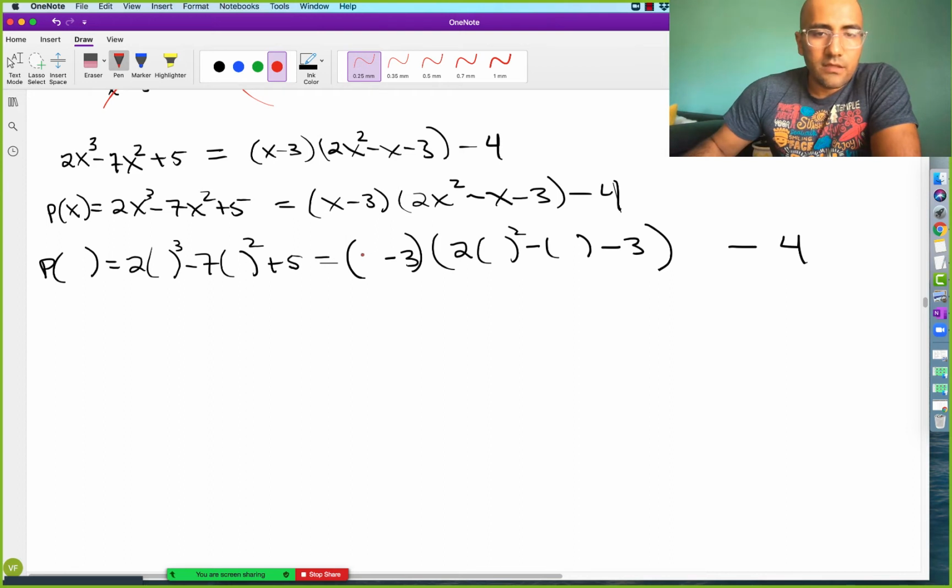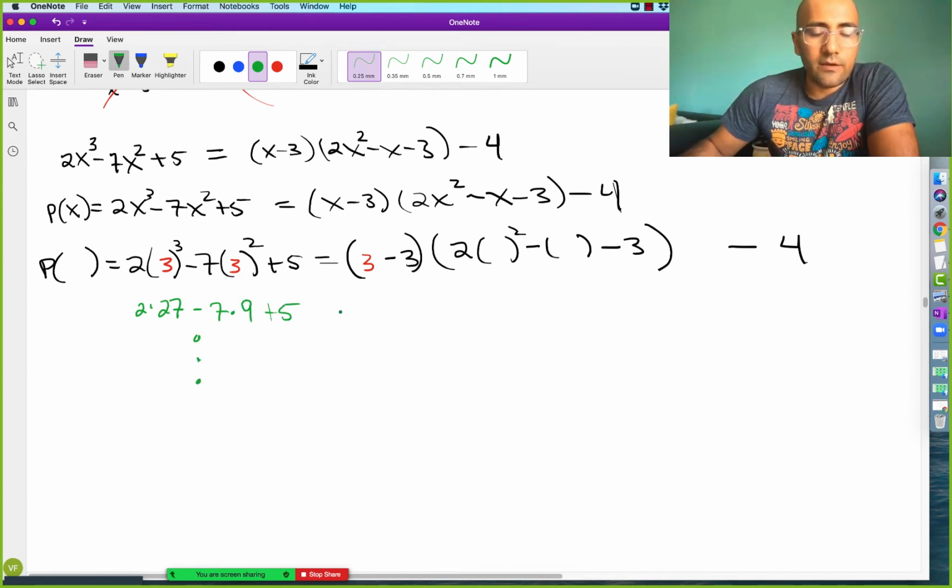If, in particular, you want to evaluate it at 3, say you specifically wanted to do it at 3, we could do it like before. That's going to be solved by figuring out what this is. 3 to the third power is 27. That's going to be 2 times 27 minus 7 times 9 plus 5. We could keep going and find the answer there.